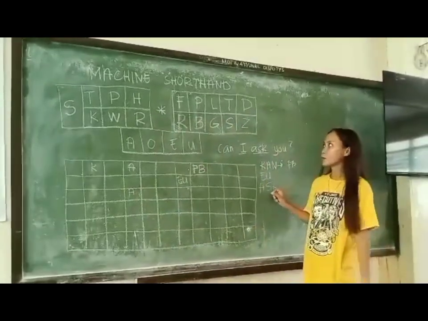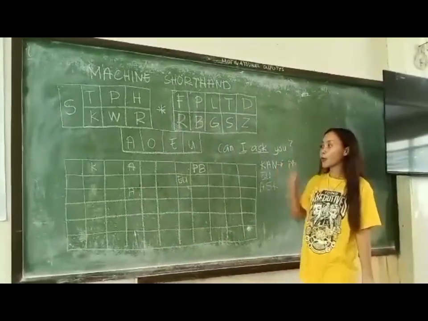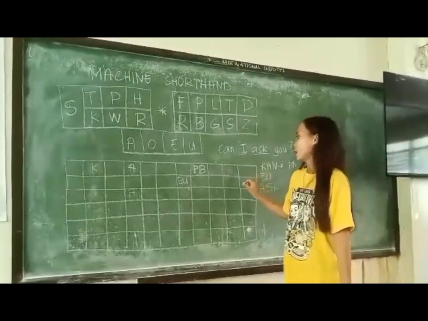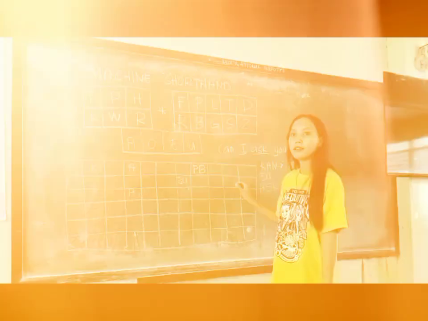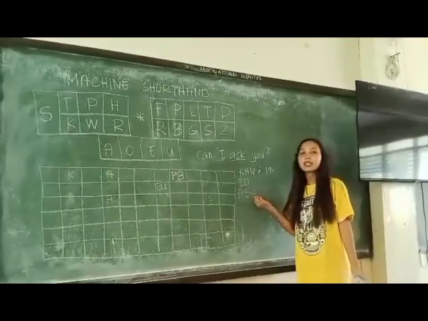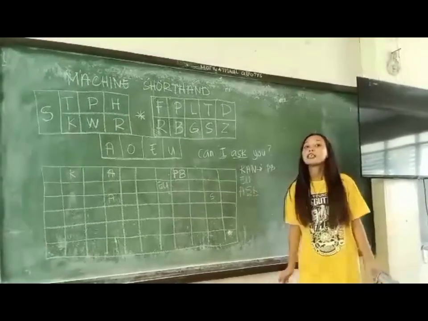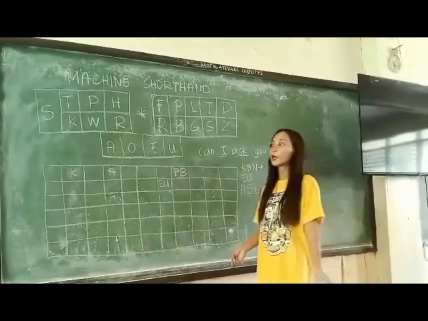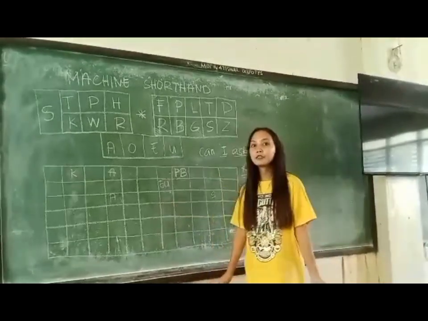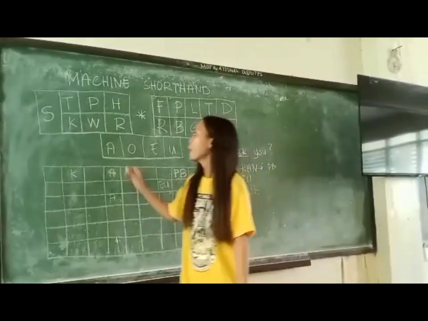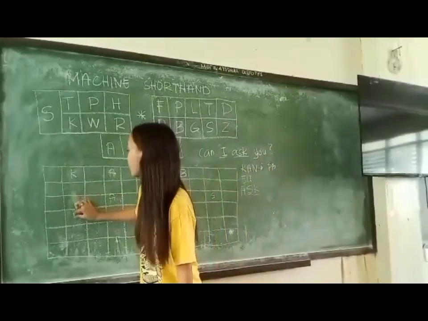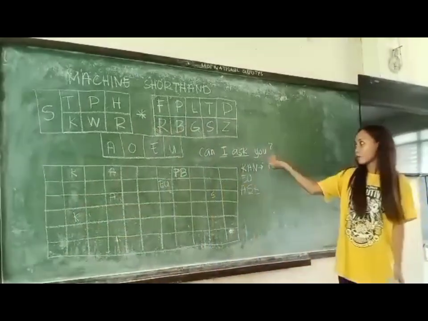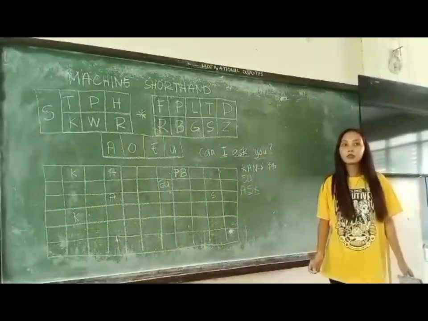Next is S, which is depress your ring finger in your left hand. Next is initial E. In writing it in machine shorthand, depress your left ring finger to put the initial E. Next, the sound pattern is U.